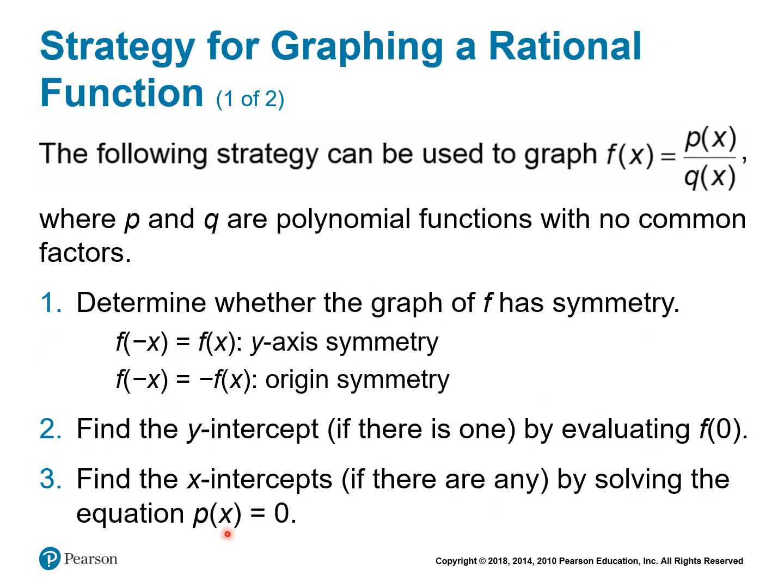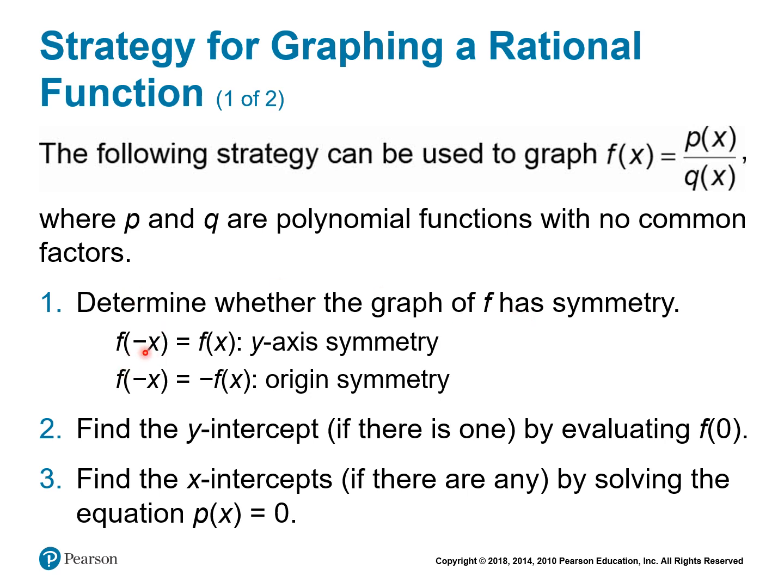Now let's come up with a step-by-step method of drawing the graph of a rational function. The following strategy can be used to graph a function in the form p of x divided by q of x, where p and q are polynomials with no common factors. Determine whether the graph of f has symmetry. So that's the first step: find the symmetry in the graph.